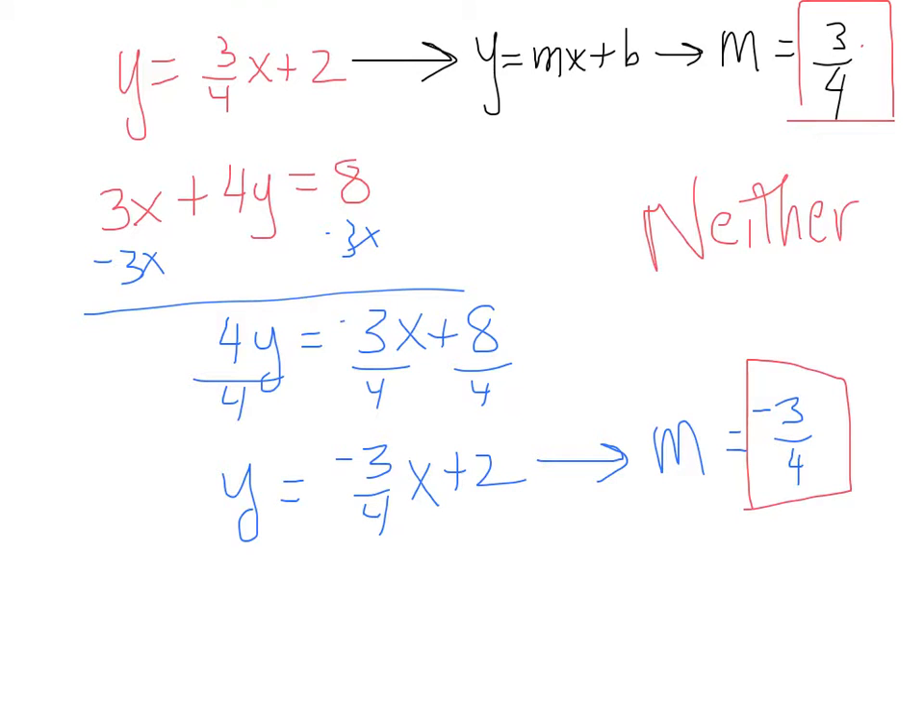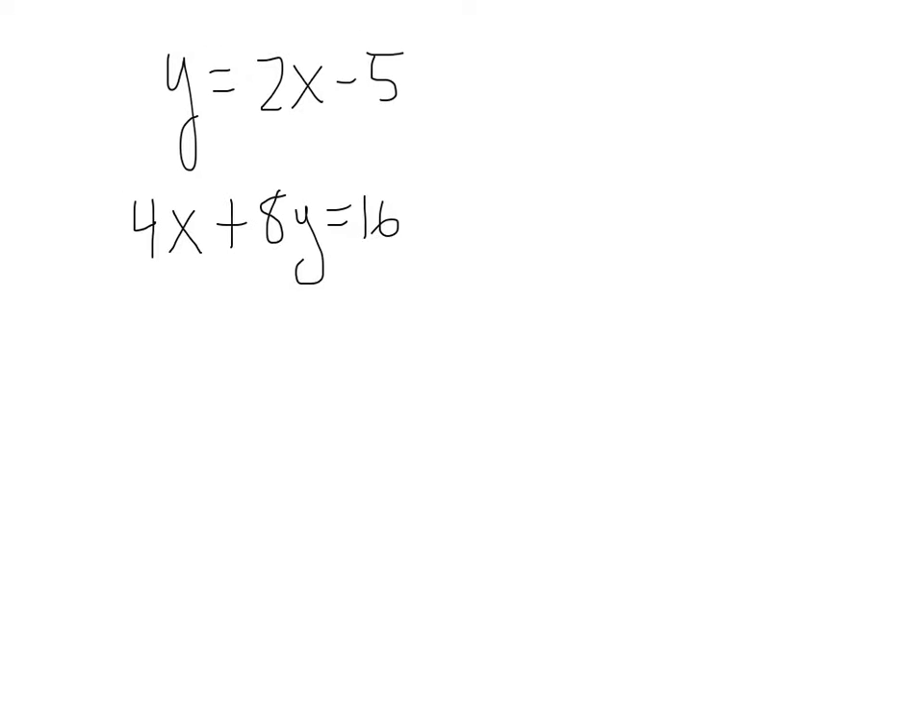Alright, so let me do one more, give you an example of this happening. How about we had y equals 2x minus 5, and, got to think a little bit to make this work, 4x, I meant to write an x there, 4x plus 8y equals 16. Alright, once again, we look at our slopes. This one's very easy. It's in y equals mx plus b form. Its slope is 2. Second one, we got to do some work.